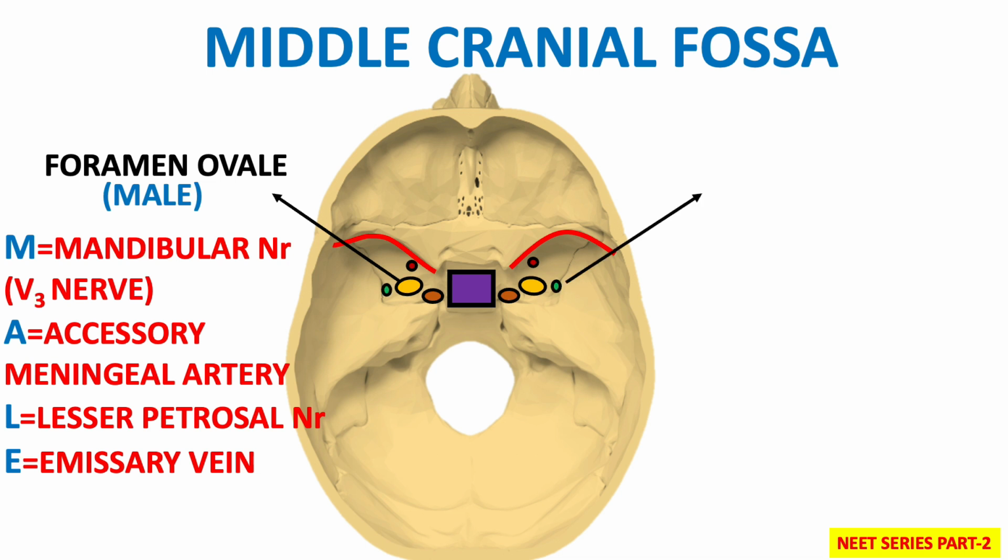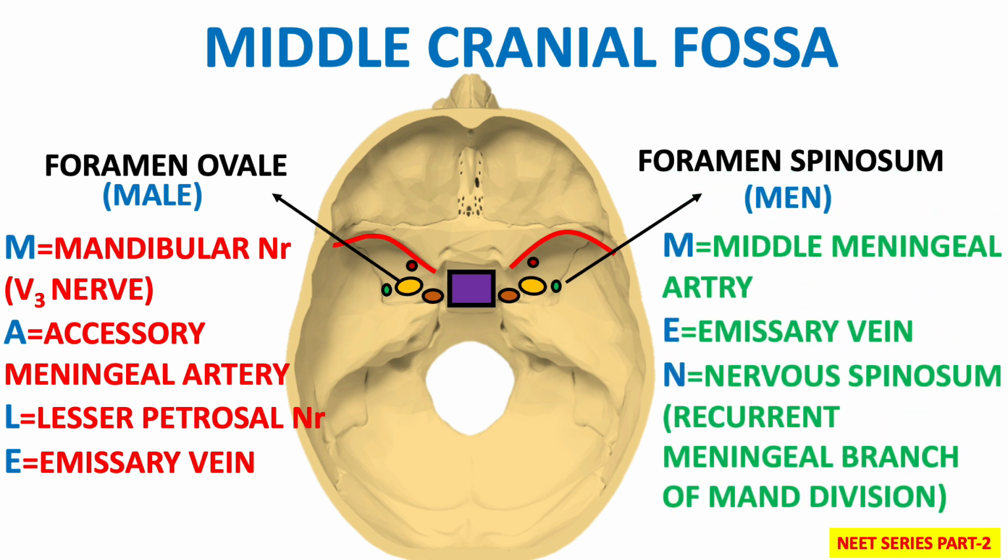Then we have the foramen spinosum, just lateral to the foramen ovale, and we remember the structures passing through the foramen spinosum as MEN. In MEN, M stands for the middle meningeal artery, E stands for the emissary vein, and N stands for the nervus spinosum. This is the recurrent meningeal branch of the mandibular division. In the exam, they can ask which foramen the lesser petrosal nerve passes through. So the answer is the foramen ovale.